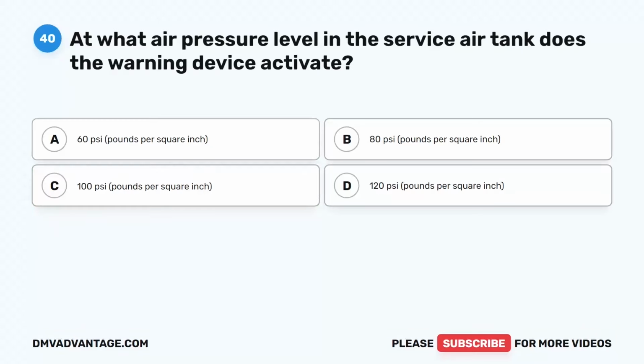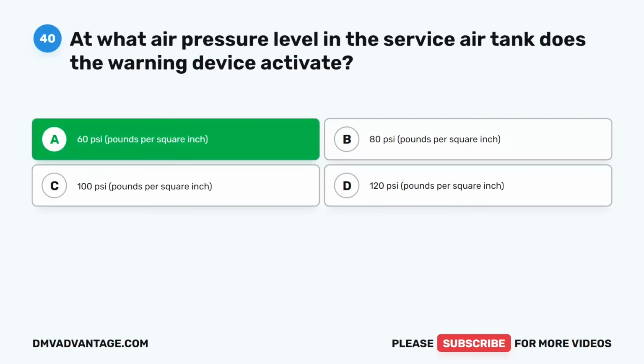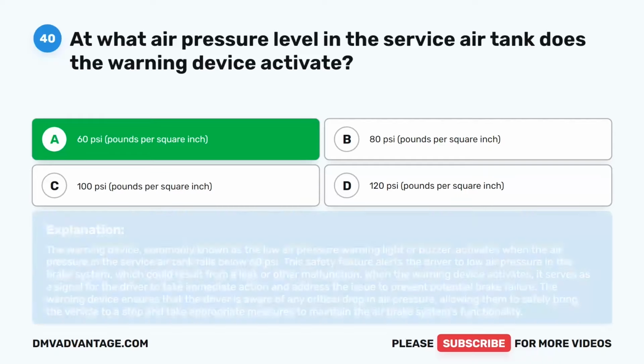Question 40. At what air pressure level in the service air tank does the warning device activate? A. 60 psi, pounds per square inch. B. 80 psi, pounds per square inch. C. 100 psi, pounds per square inch. D. 120 psi, pounds per square inch. The correct answer is A. 60 psi, pounds per square inch.